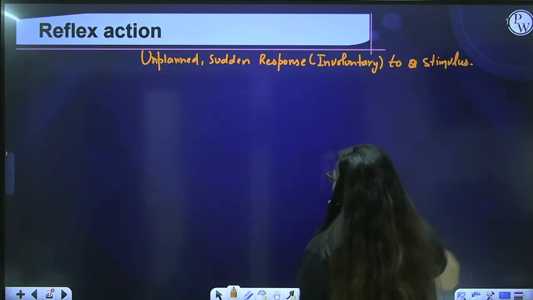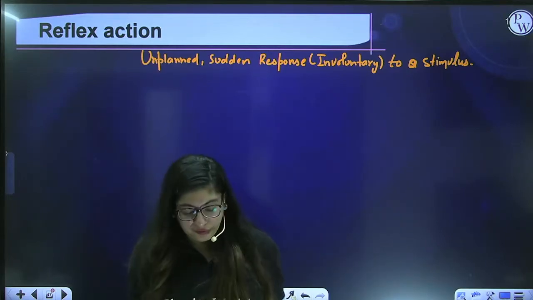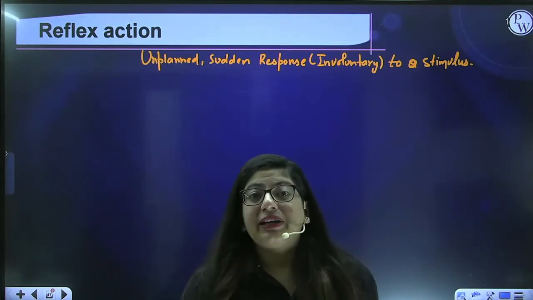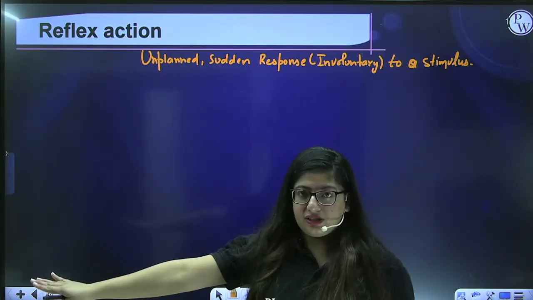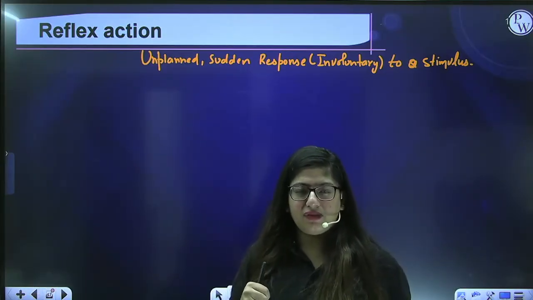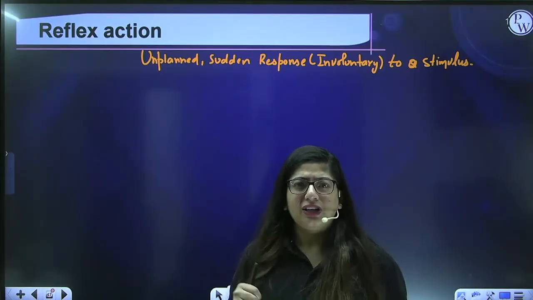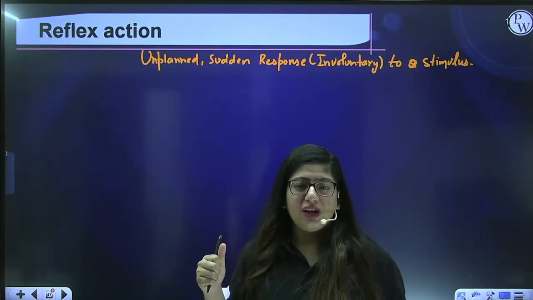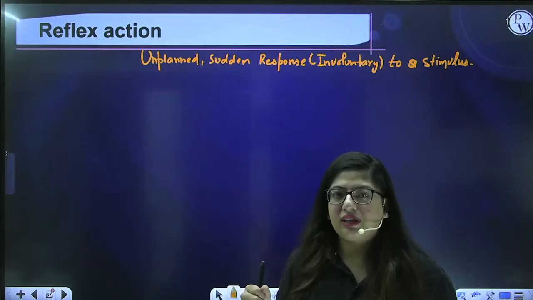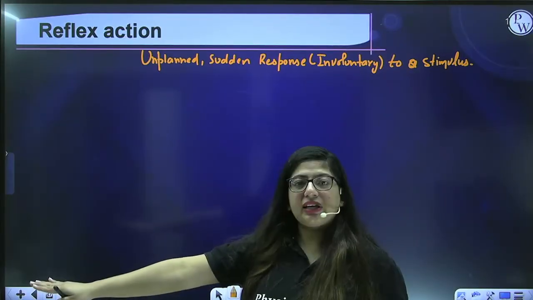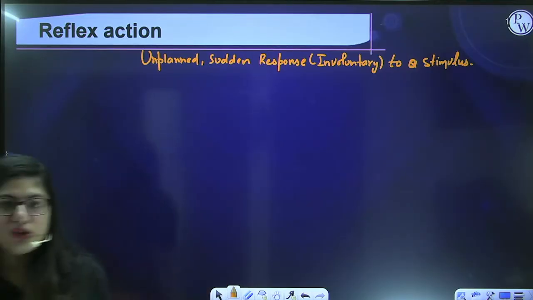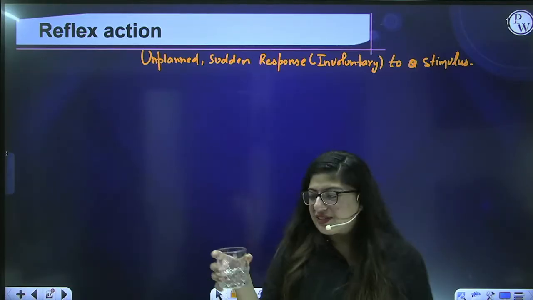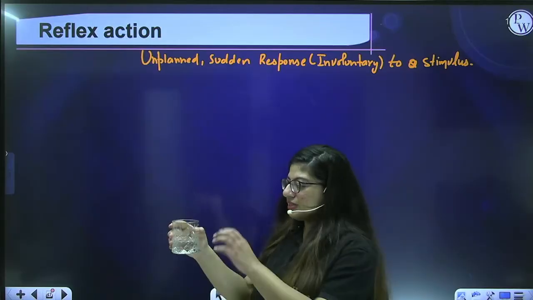Like in the junior classes, you have heard of the hot plate experiment. If you touch a hot plate, then suddenly you will take your hand away from it. You have not planned it. You didn't know that the plate would be hot. So that's a reflex. Now what happened at that point? Like if this is a very hot glass and my skin is touching it.